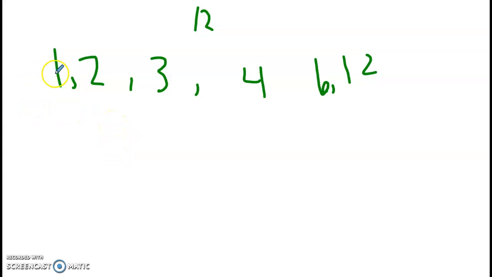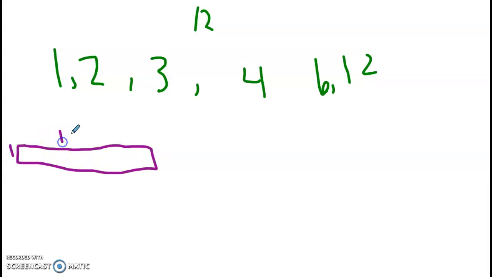So one of the ways I could arrange it, I could arrange it a 1 by 12. So 1 cupcake here, 12 across, and I would label it 1 by 12. Or I could have a 12 by 1. My box got kind of funky. So that would be 12, and that would be 1.